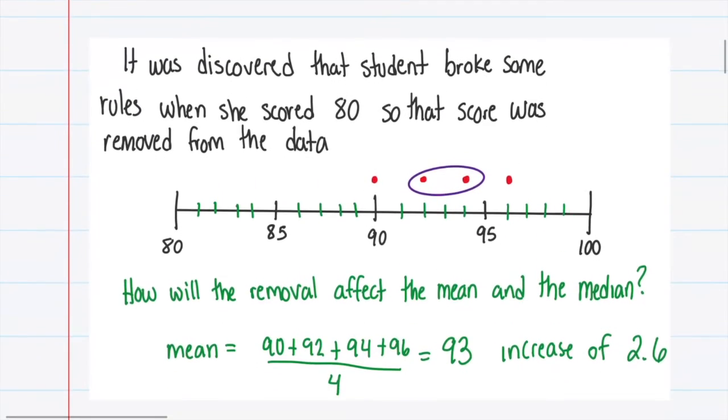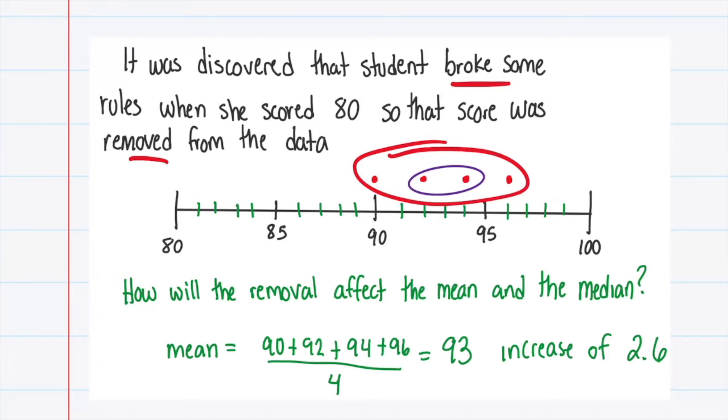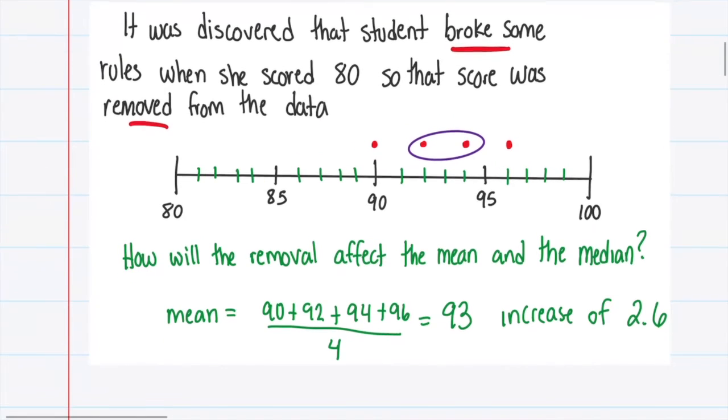It was discovered that this student broke some rules when she scored 80. So that score was removed. Well, what happens if 80 is no longer there? If we get rid of 80? Well, we only have 4 points now. How do we find the mean? Let's do the same thing.